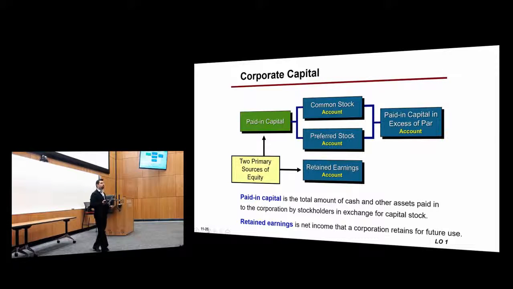As dividends, right? The company might share part of the net income with their investors as dividends, and then the remaining part will be retained earnings.